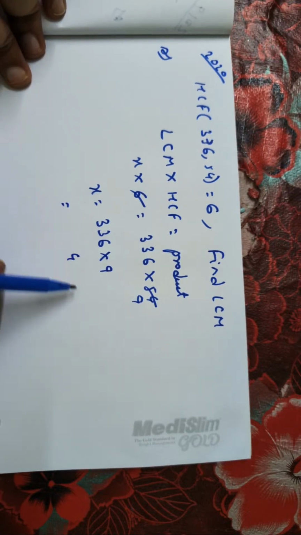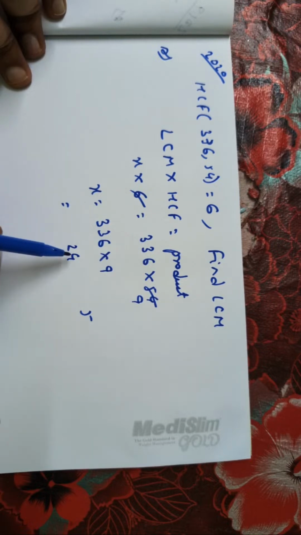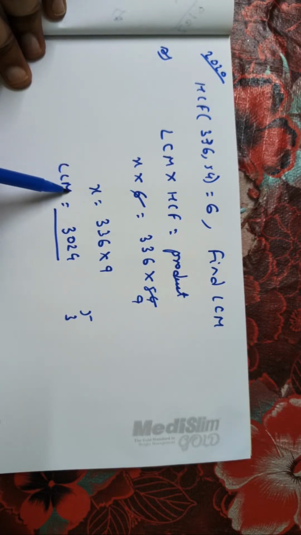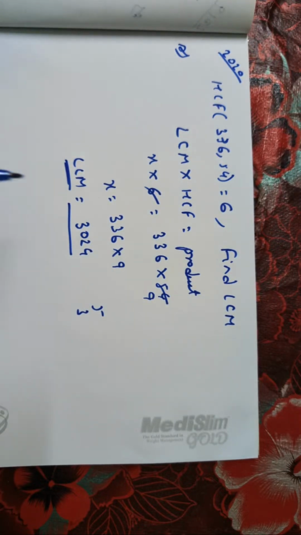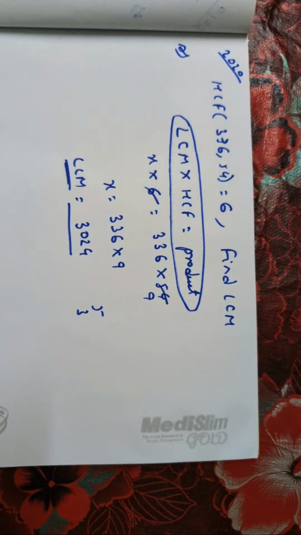9 6s are 54. 9 3s are 27, 27 plus 5 is 32. 9 3s are 27 plus 3 is 30. So the final LCM answer is 3024. So in this way, if LCM is given or HCF is given for two numbers, you can find the other using this method where LCM into HCF equal to product of two numbers.